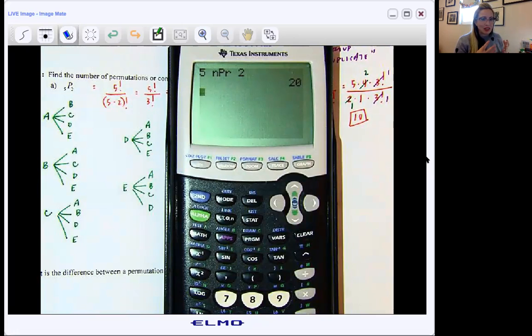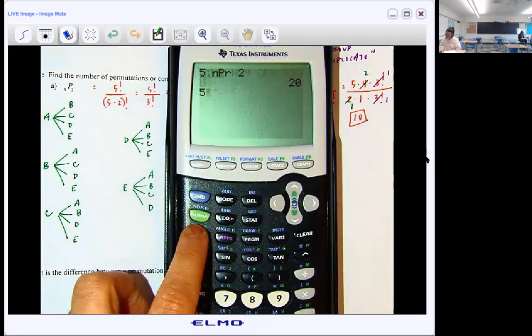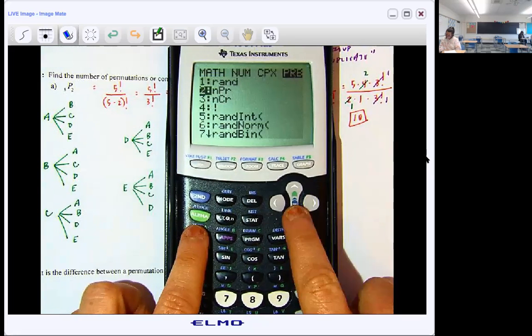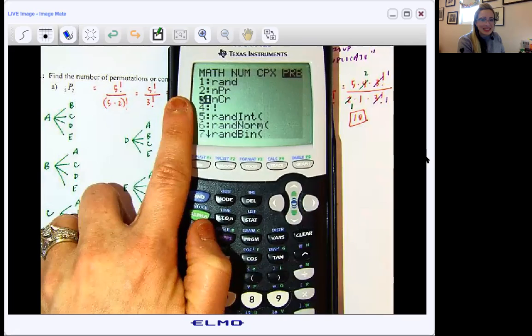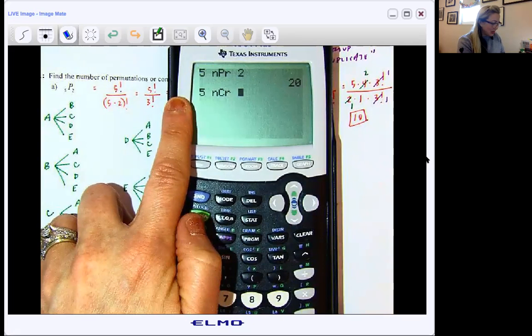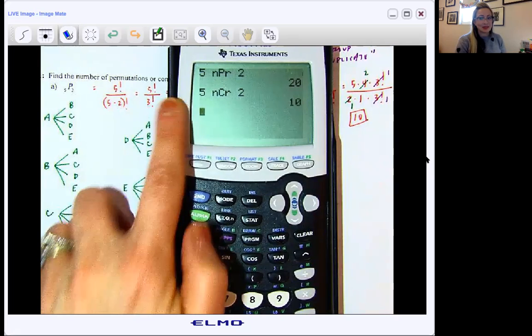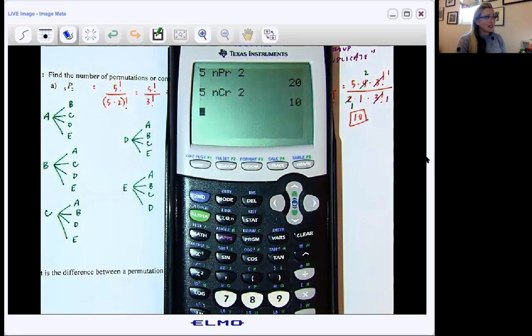So now if I say, okay, what if it was a combination? So 5, math, over to probability, but now I'm going down to that third choice, NCR or N choose R, and then I type in a 2, and I see 10 instead. Okay, so we should know how to type it into the calculator to get to the same calculations.